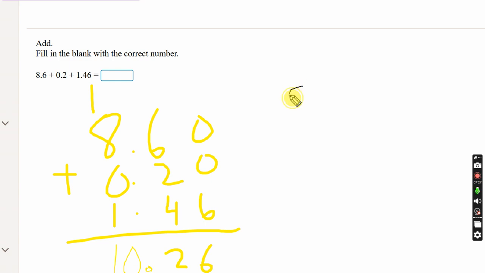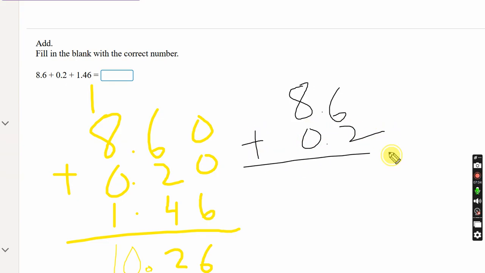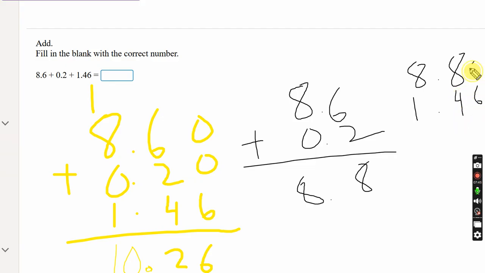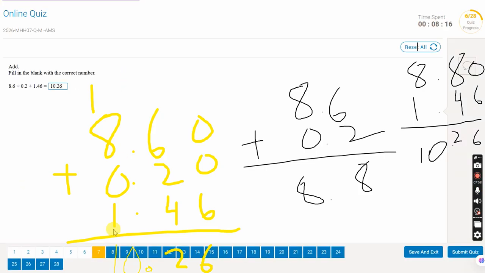The next one is 8.6 plus 0.2. You can add it, 8.8. Then you add this number, 8.8, to 1.46. And you put a 0 at the top. Then you add. You get 6, 12, 8, 9, 10. Look, you're getting the same answer. 10.26, the same way. So it depends on you how you would like to do it. 10.26.